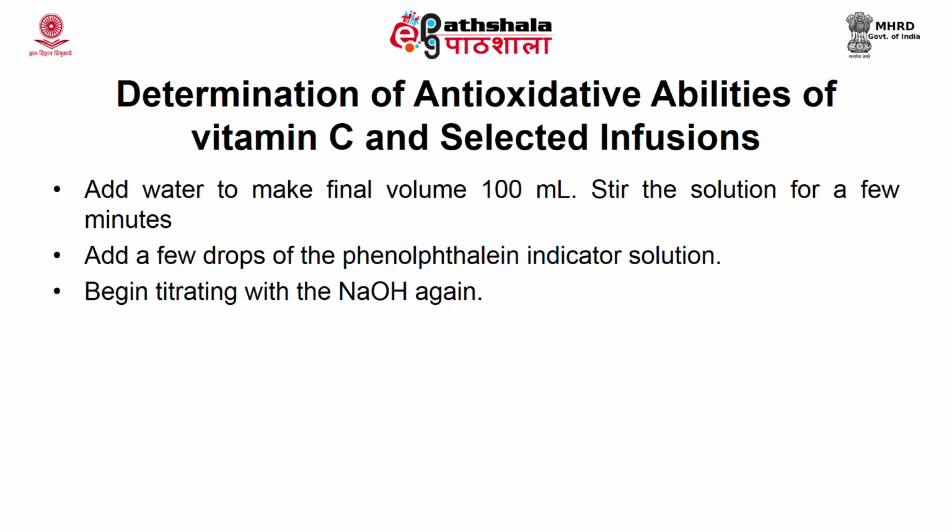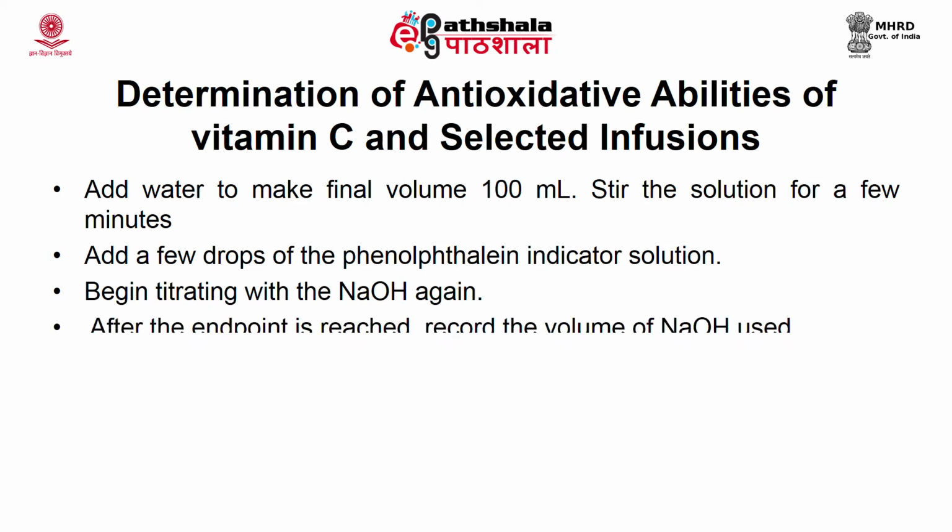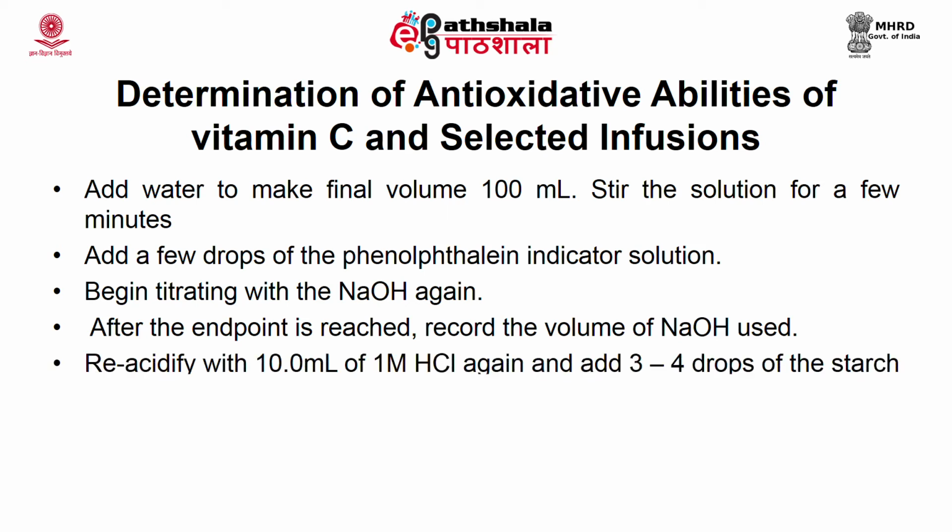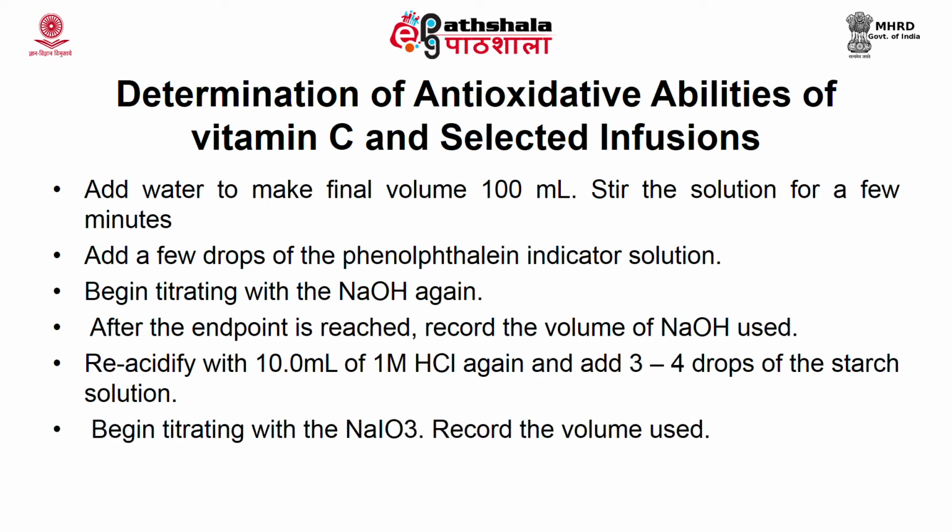Begin the titration with NaOH again. After the end point is reached, record the volume of NaOH used. Re-acidify with 10 ml of 1 normal HCl and add 3-4 drops of starch solution. Begin titrating with sodium iodide solution. Record the volume used. Repeat the above steps with other tablets to compare the antioxidative abilities of different tablets, and you can compare the values written on the tablet and the tablet itself.